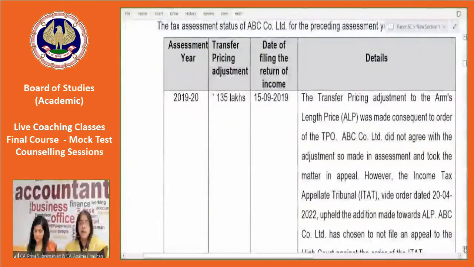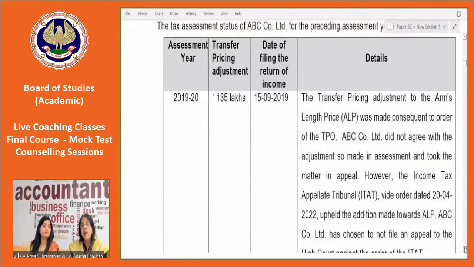Now coming to the next part. There's only one question based on this setup. Now the tax assessment status of ABC Company Limited for the preceding assessment years are as follows. They've given for 3 assessment years. Transfer pricing adjustments have been made. Date of filing return has been given. Then in the last column, they have given what has happened.